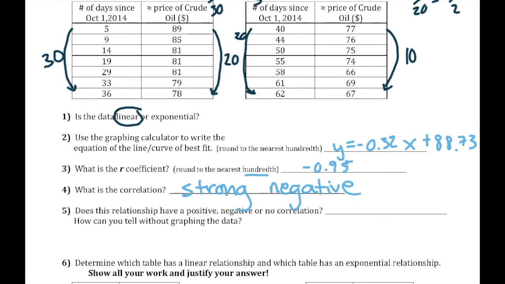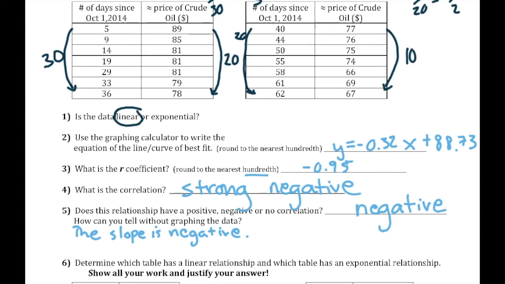Number 5, does this relationship have a positive, negative, or no correlation? And we already said that this is a negative correlation, okay? And how can we tell that this is going to be a negative correlation? The first way we can decide that these are going to have a negative correlation is by looking at our slope. And since that slope is negative, then our correlation is also going to be a negative.